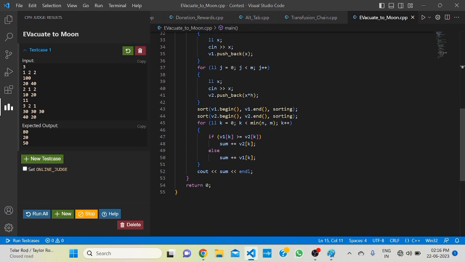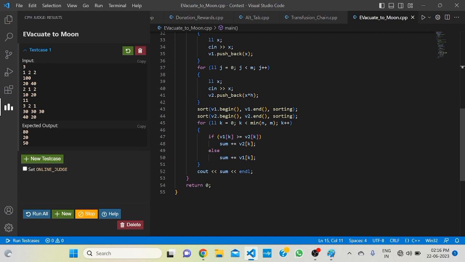Now, up to how much we have to calculate the sum, that is the minimum of n and m. Means if the number of cars is less than the number of power outlets, then we have to go up to the number of cars, and if the number of power outlets is less than the number of cars, then we will go up to the number of power outlets.